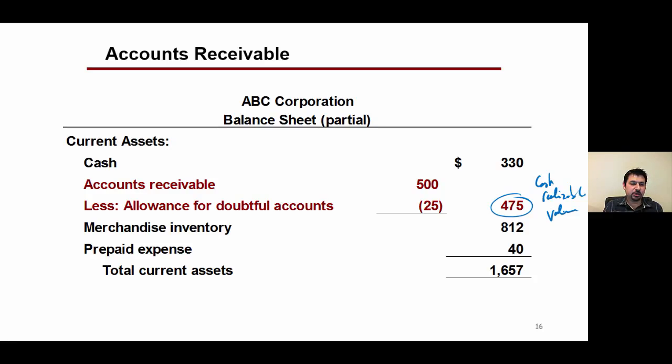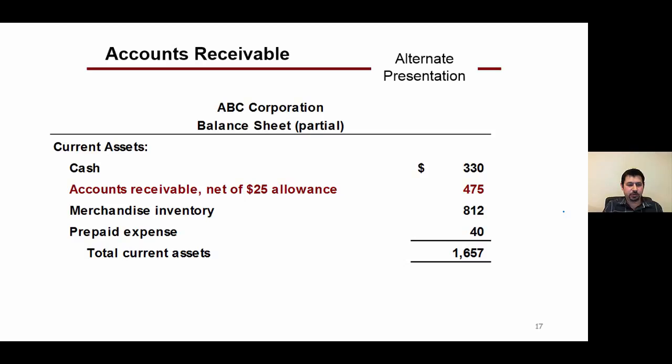And there's another presentation that the company can use which conveys the same information, and this is where the company would say accounts receivable net of $25 allowance, and it shows it again as the cash realizable value. And here simply we know that there was a $25 allowance, so the actual balance of accounts receivable will be 500, and the allowance for doubtful accounts is 25.